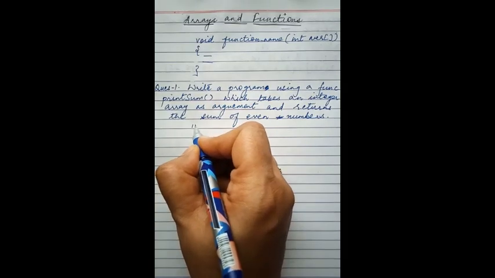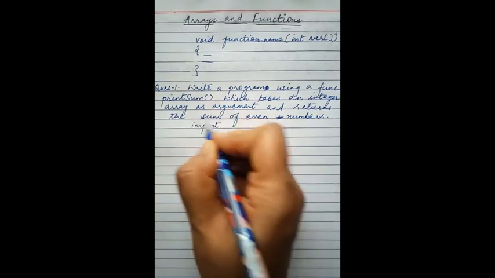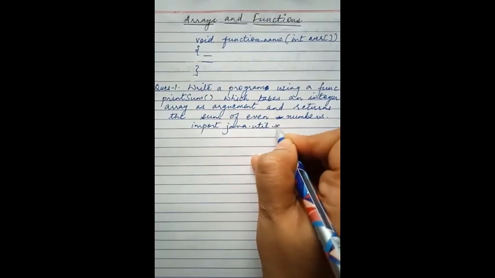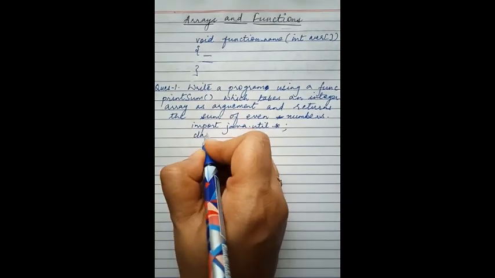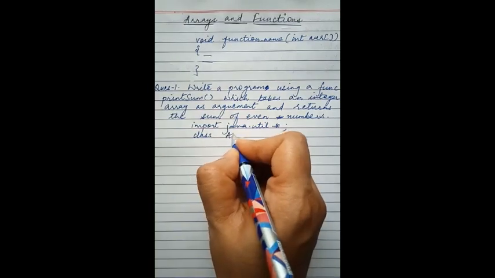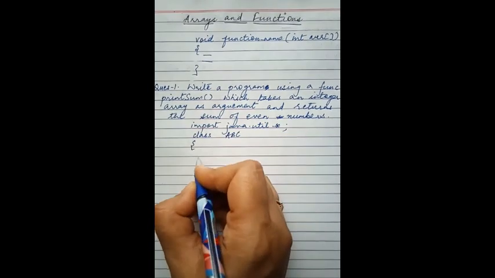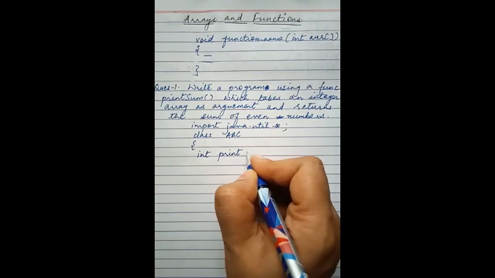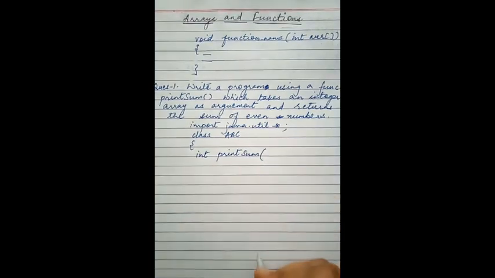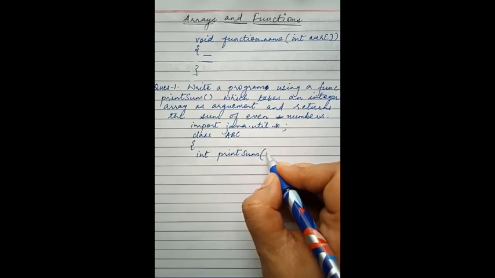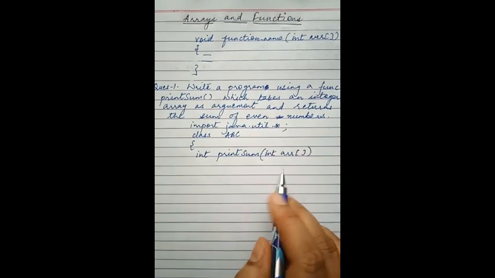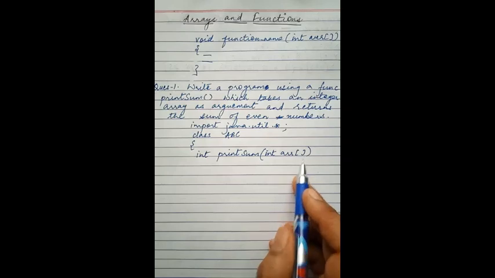First of all, I will be writing import java dot, I'm using the scanner class here in this program. Then I will be declaring, let me say, a class ABC. Then I am writing the name of the function. First I will be declaring the function and then I will be declaring the main function. Print sum int arr. When we pass the array, we do not give the size here.